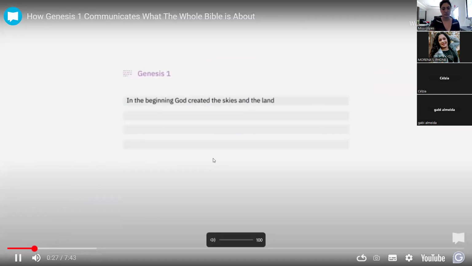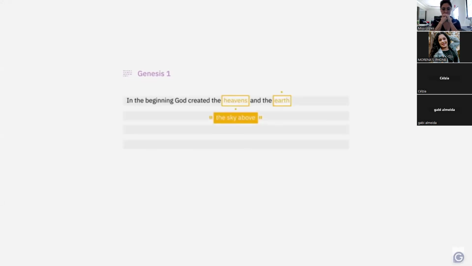Now, the opening line of the whole Bible is, "In the beginning, God created the skies and the land." Now, your Bible translation might say the heavens and the earth. In biblical Hebrew, the word for heaven refers simply to the sky above, and the word for earth does not mean globe, but rather the land. The ground below us.